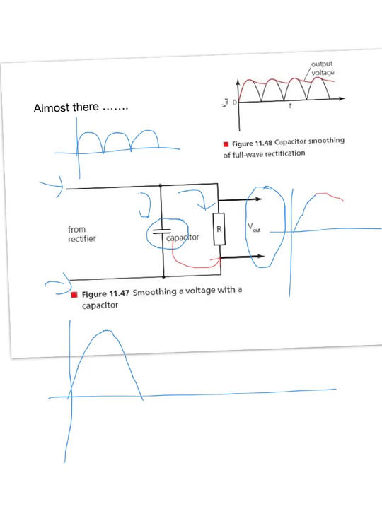Once the current goes up again, the capacitor will charge again. So we end up with not a fully straight line, but we get the dips in our current flow here. These dips are compensated by the charge that's accumulated in the capacitor. I hope that makes sense.